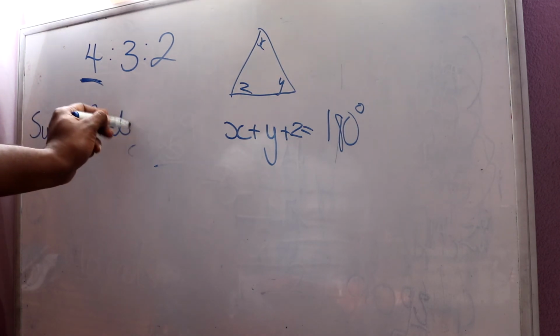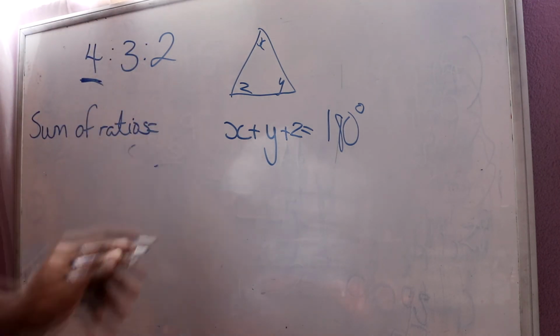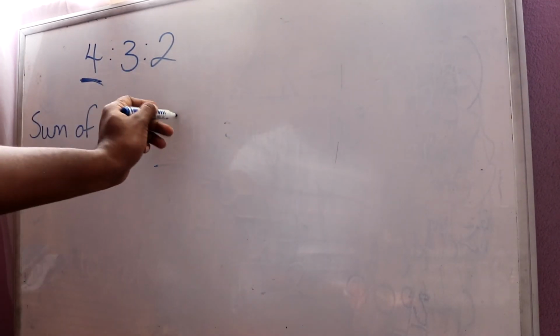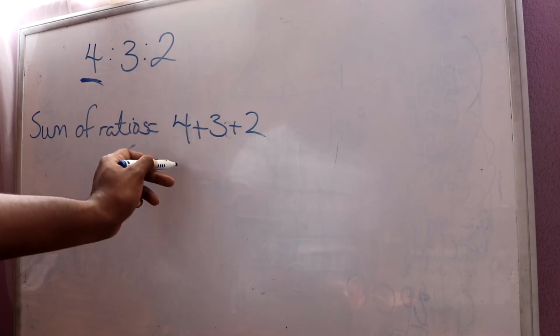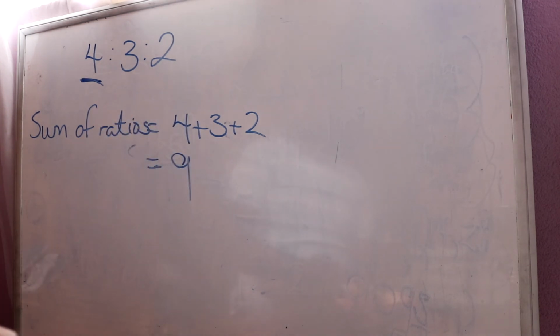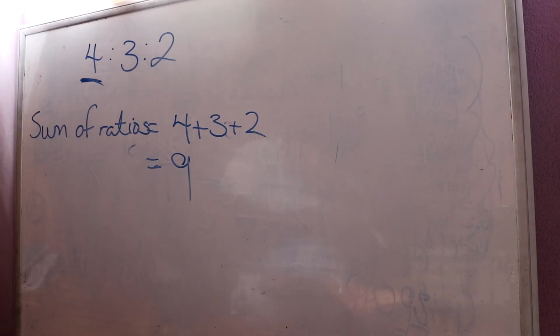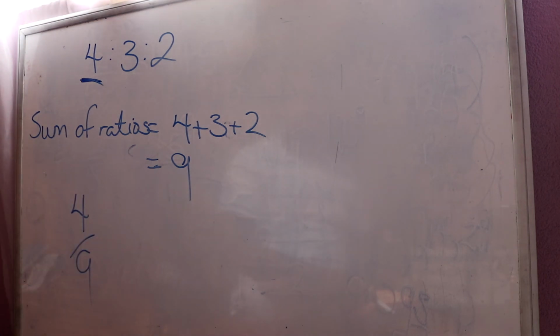So the sum of ratios, we add 4 plus 3 plus 2. Let me rub this out. And we get 9. Alright? And then, so therefore the largest angle represented as a fraction to the whole is 4 over 9.